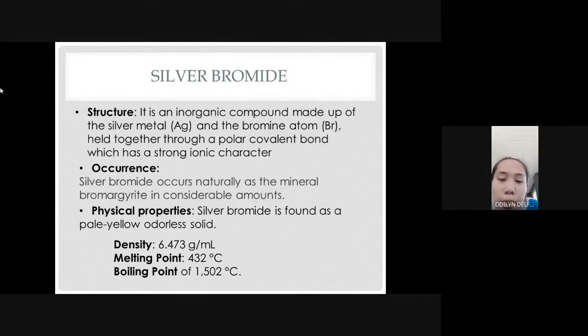So physical properties: silver bromide is found as a pale yellow, odorless solid. Density 6.473 grams per milliliter. Melting point 42 Celsius, boiling point 1502 Celsius. Next po.